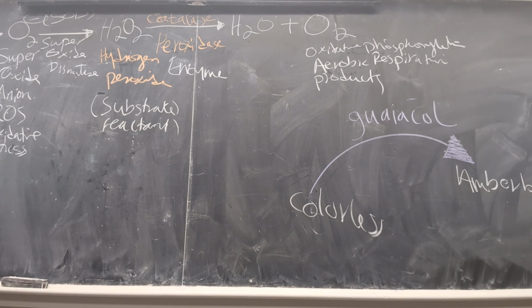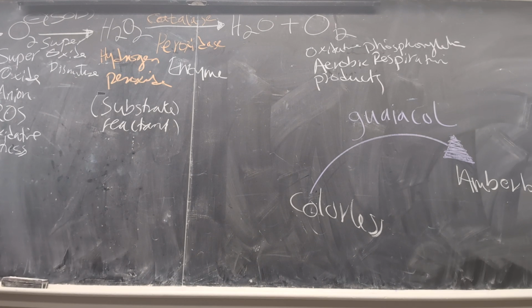Let's try again. Okay, guaiacol. It did not change color. Guaiacol is colorless. And let me add hydrogen peroxide. Hydrogen peroxide. You see? It did not change color. So now let me add the enzyme. What's going to happen? Just a tiny bit. Just a tiny sprinkle. Now stir, stir, stir.